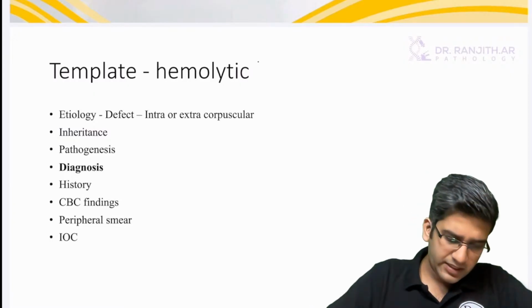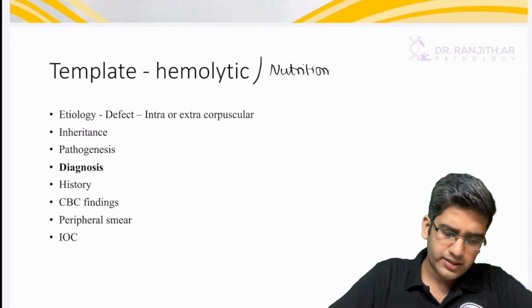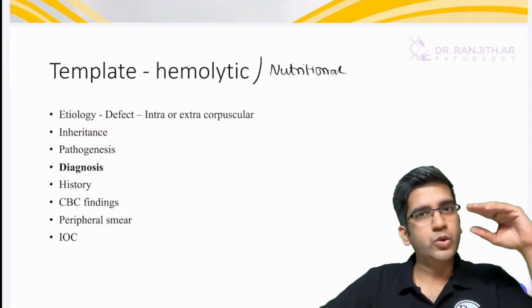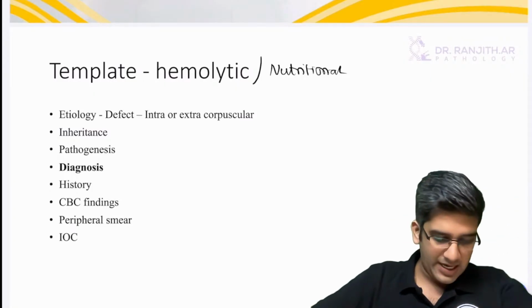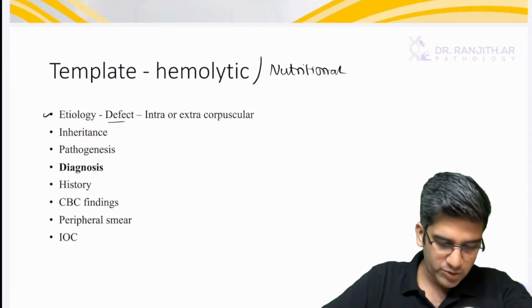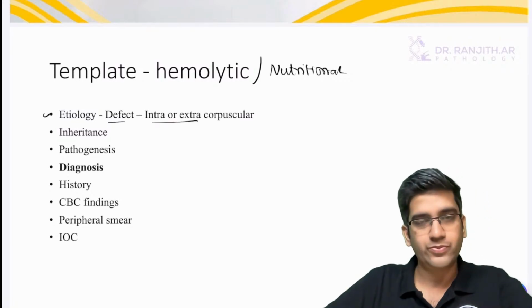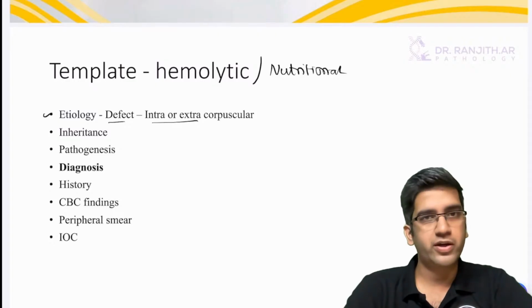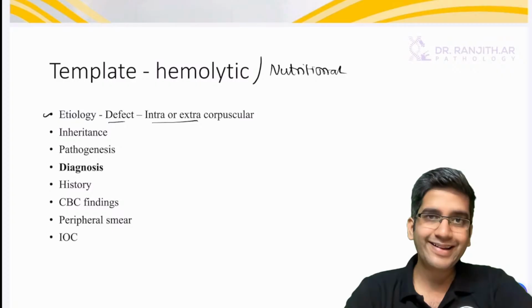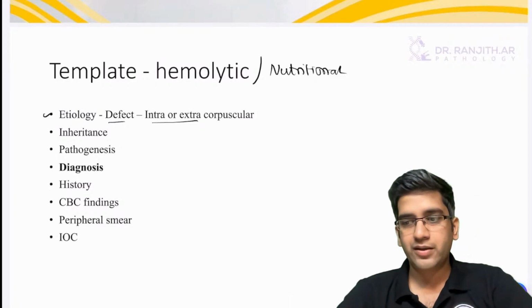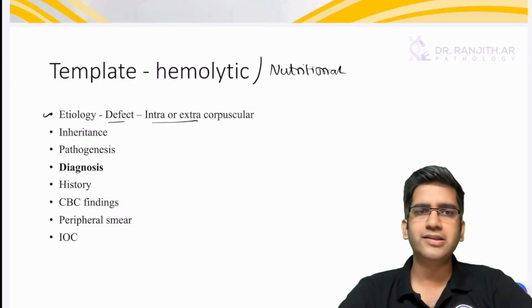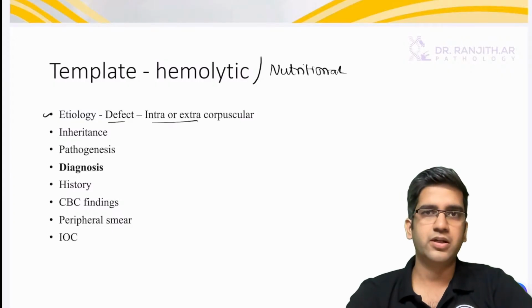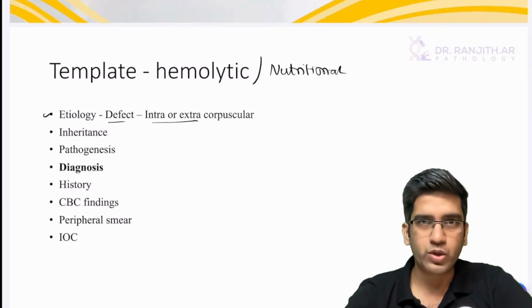So with that note, let's start without wasting much time. The template, be it hemolytic anemia or nutritional anemia, whatever it is, with respect to an RBC disorder, we'll go with the same template. So we'll have the etiology. I want you to specify what type of defect it is, whether it's a problem in the RBC or outside the RBC. That's an intracorpuscular and extracorpuscular defect, which is important from a classification point of view as well, right? Inheritance, if it's inherited. For a disease like PNH, it's not inherited, just write acquired. That's more than enough. No need to write the inheritance.